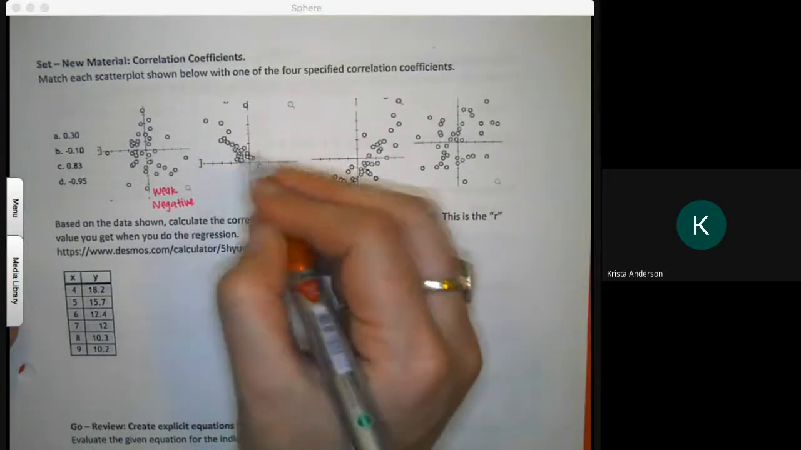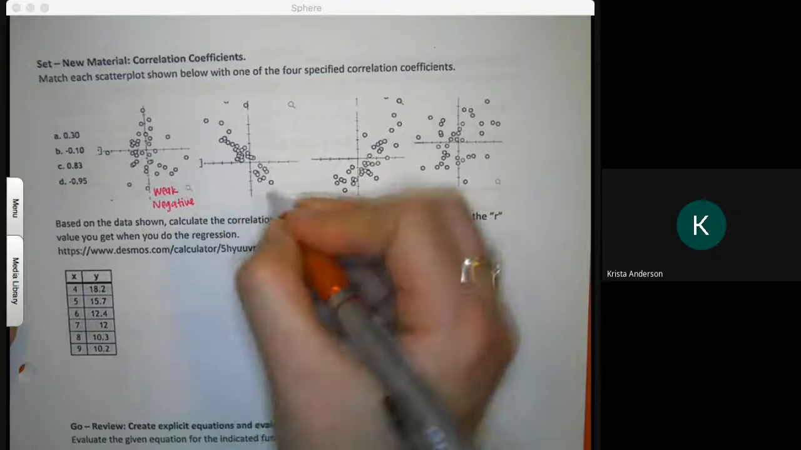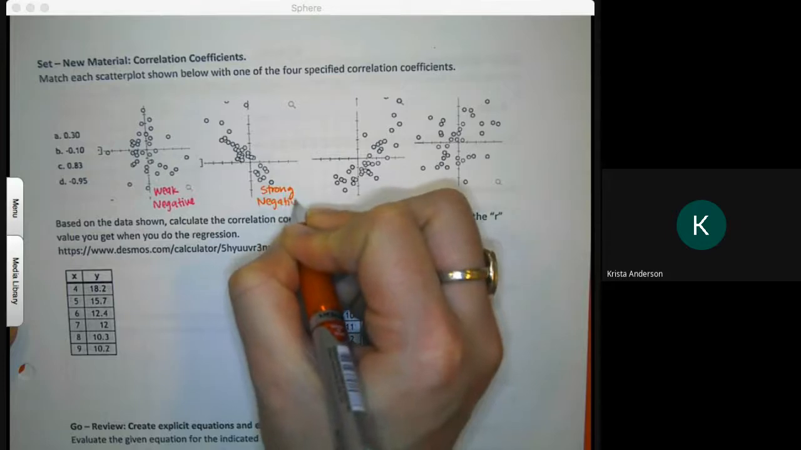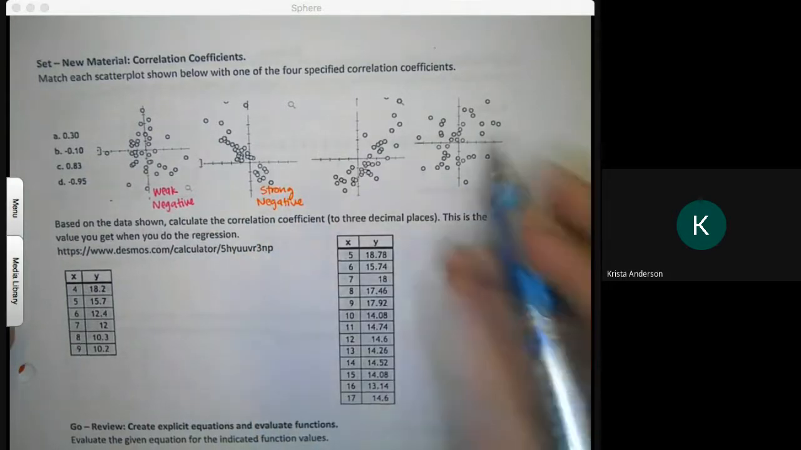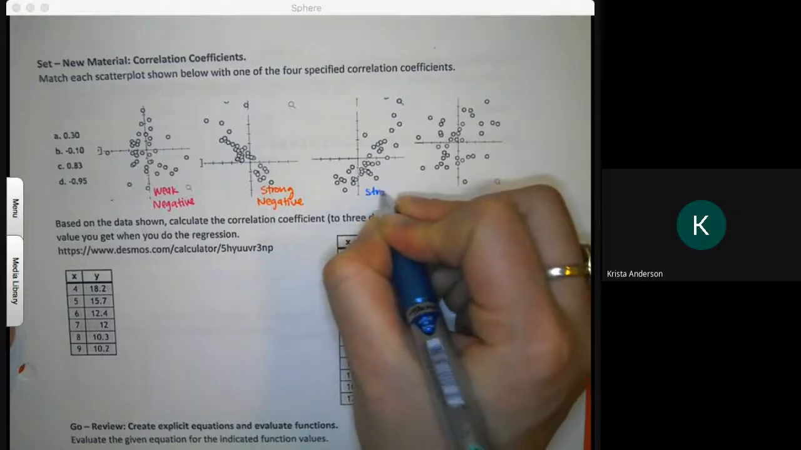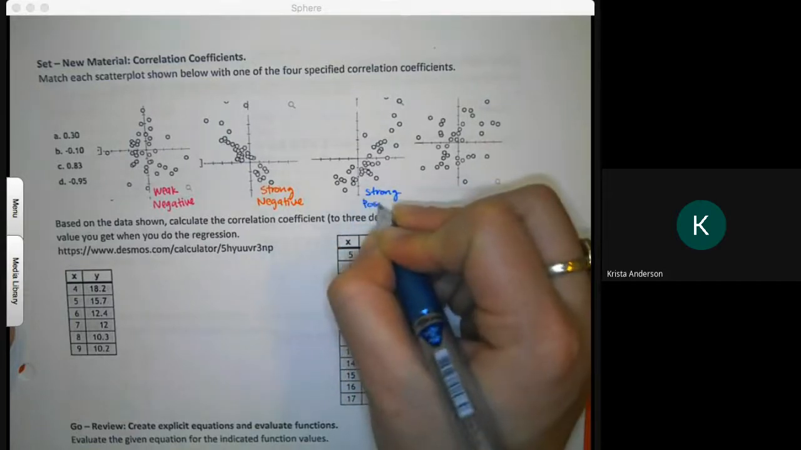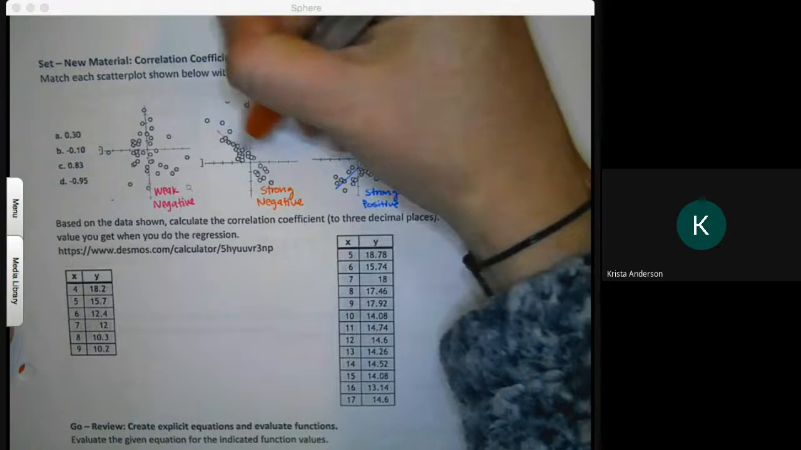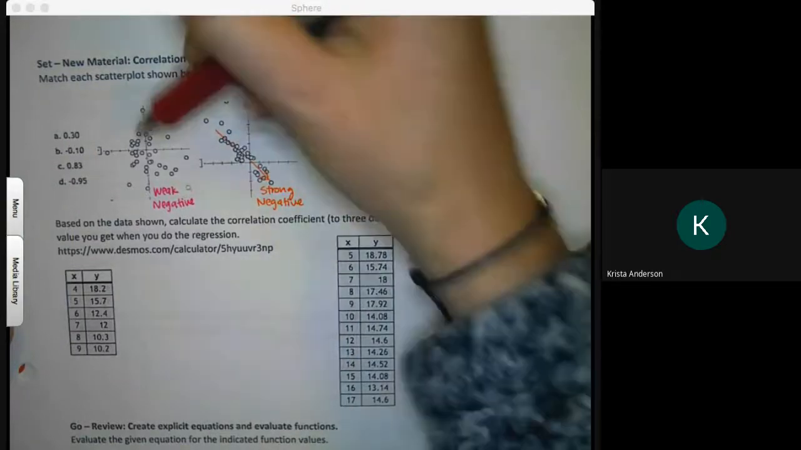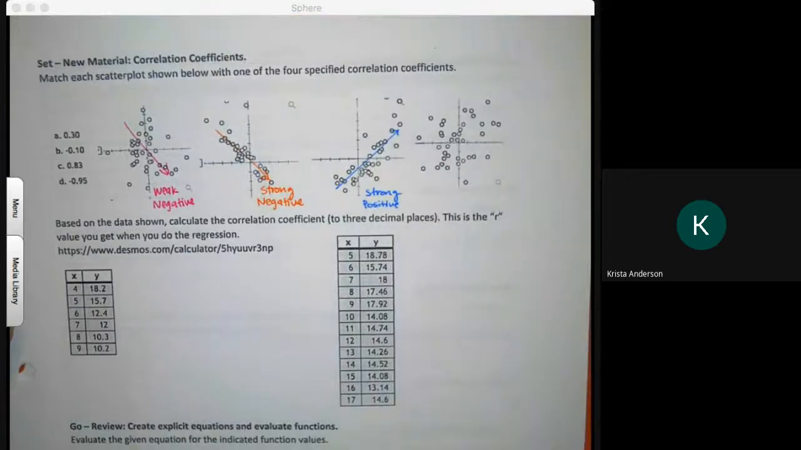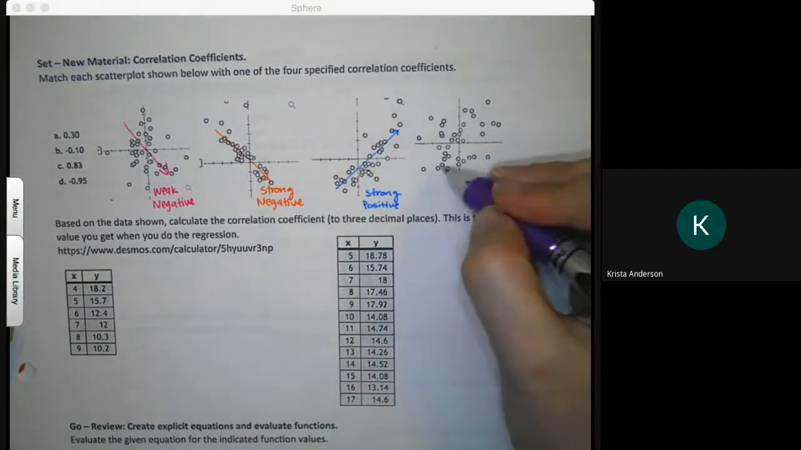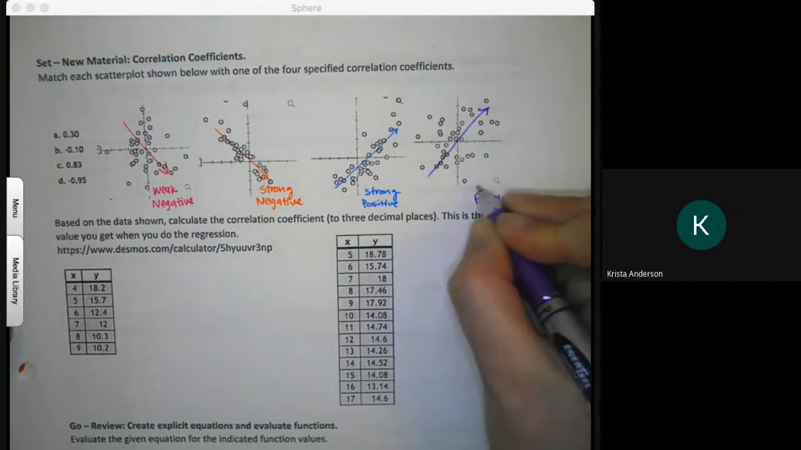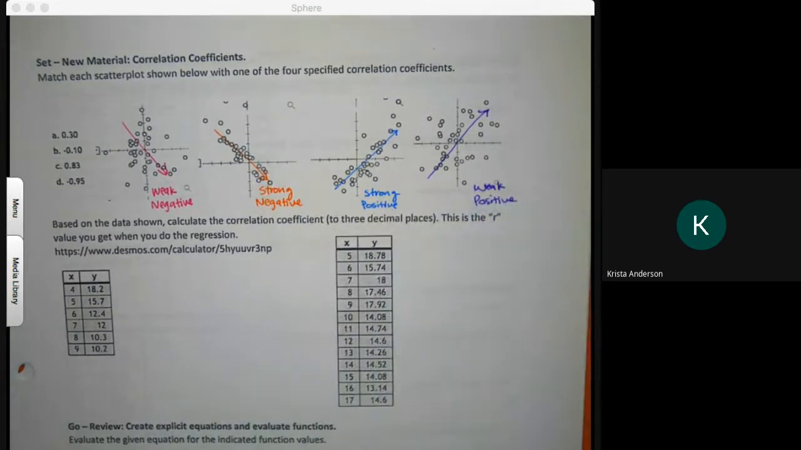This, all my dots are strong, they're together, and it is also negative. This one's strong, and it is positive because they're going up. I'm going to draw a little line through them. These ones are also going up, but it's weak because my dots are more spread out.